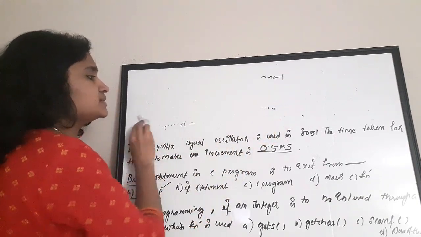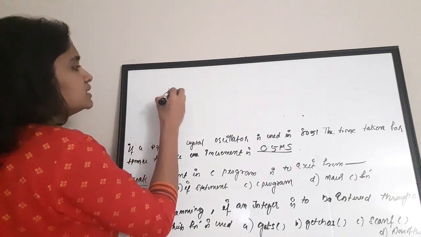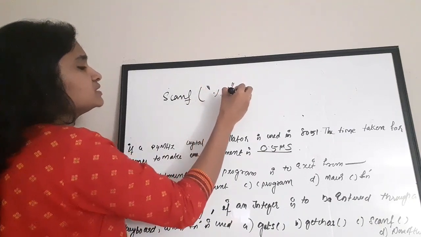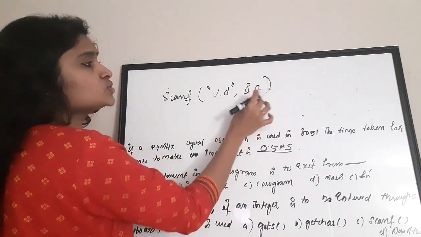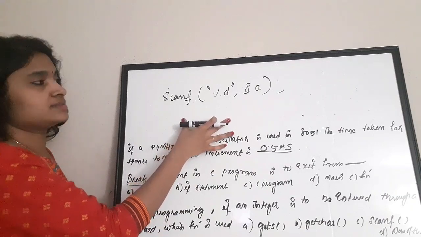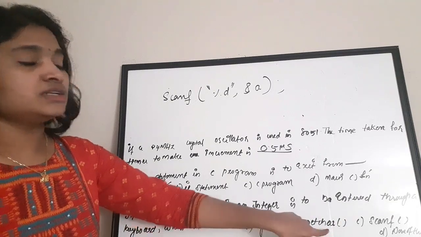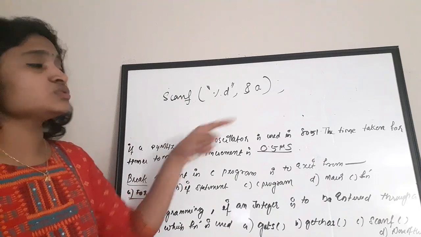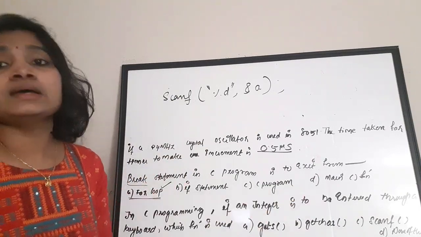I'll write the syntax for scanf. scanf, %d, which indicates an integer number, ampersand a, which means it is being stored in the variable a. So this is the scanf statement syntax in general. The other option, getchar, is used for getting a character, not an integer. So scanf is used for receiving integer values through the keyboard, and option C is the correct answer.